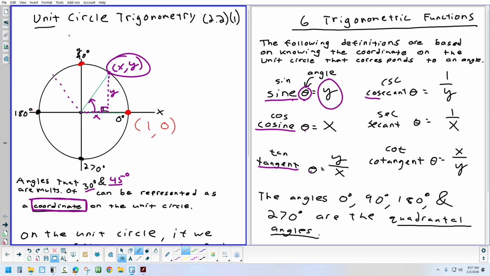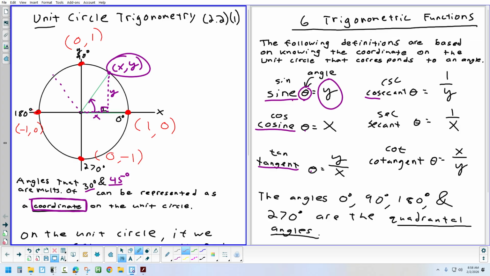How about the coordinate to get to 90? Yep, that's 0, 1. Because to get to 90, you don't have to go left and right. You go straight up. And you go up to the edge of the circle, and the edge of the circle is 1 unit away. How about 180? So 180 has a coordinate of negative 1, 0. And how about to get to 270? 0, negative 1.